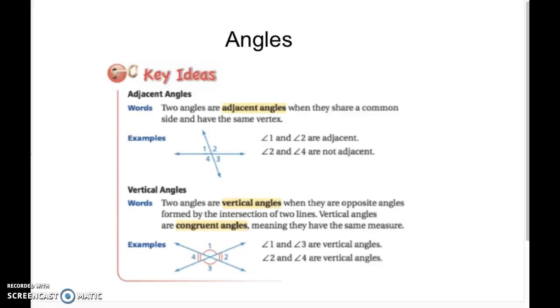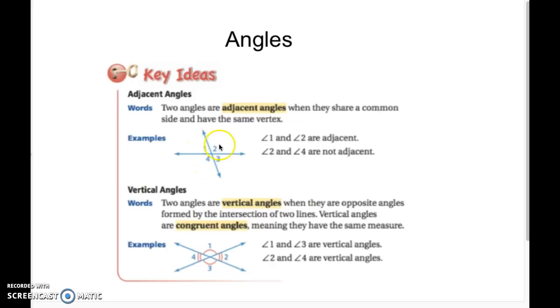Today we are going to be talking about angles. The first type of angle we're going to talk about is adjacent. Adjacent angles share a common side and have the same vertex. So if we look here, we have 4 different angles.